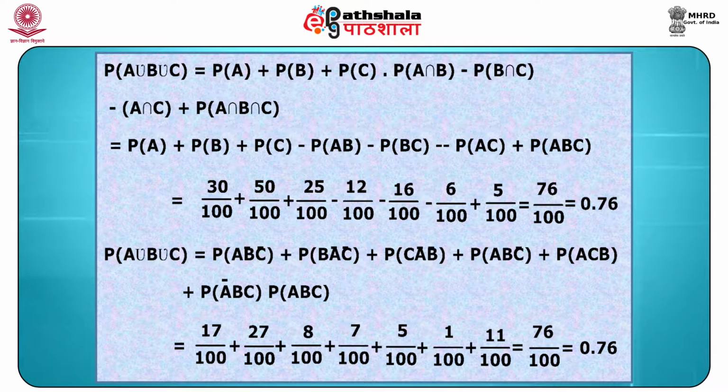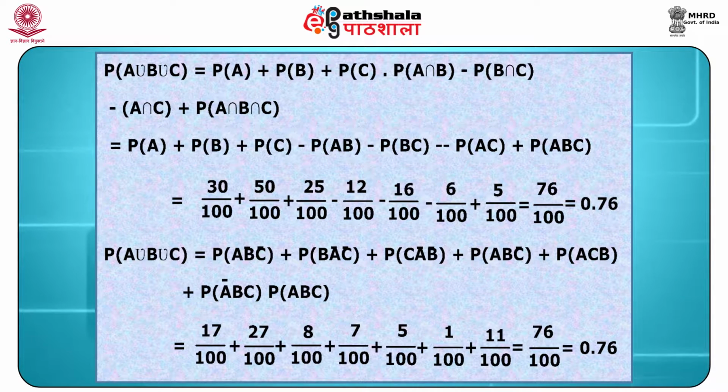So, what we have then is 30 divided by 100 plus 50 divided by 100 plus 25 divided by 100 minus 12 divided by 100 minus 16 divided by 100 minus 6 divided by 100 plus 5 divided by 100, which then equals 76 divided by 100, which is 0.76.